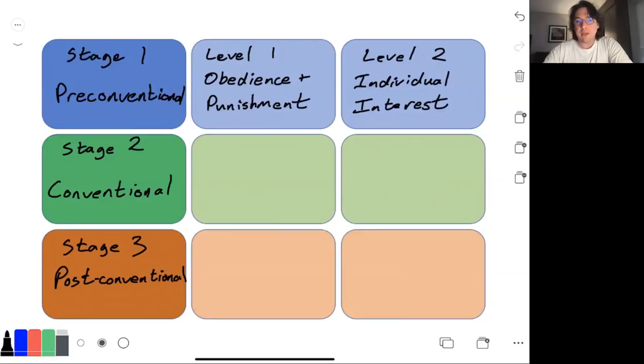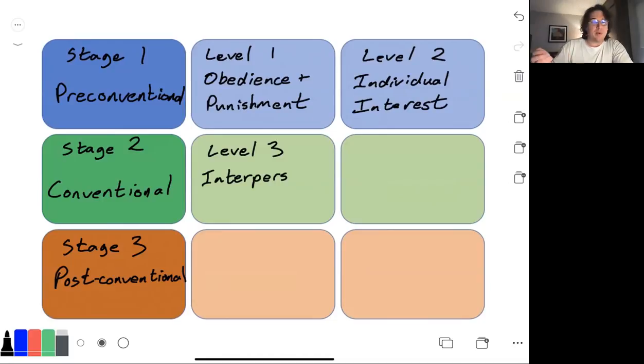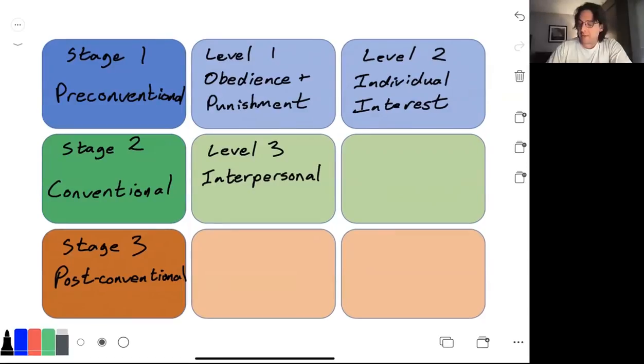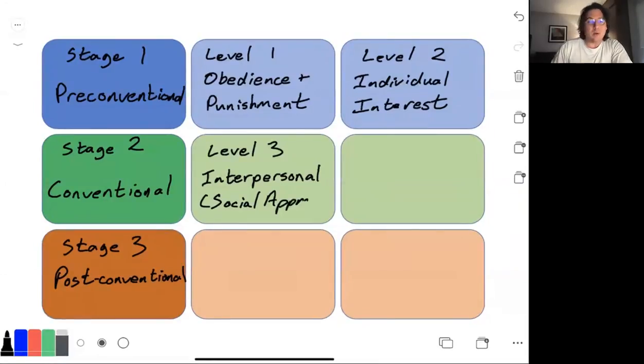So the first thing that we have is level 3, personal, as in between people, right? And this level is really the first level of the conventional morality. We talked about what we look at for more social approval, which is the interpersonal. So what looks right in front of other people, right?